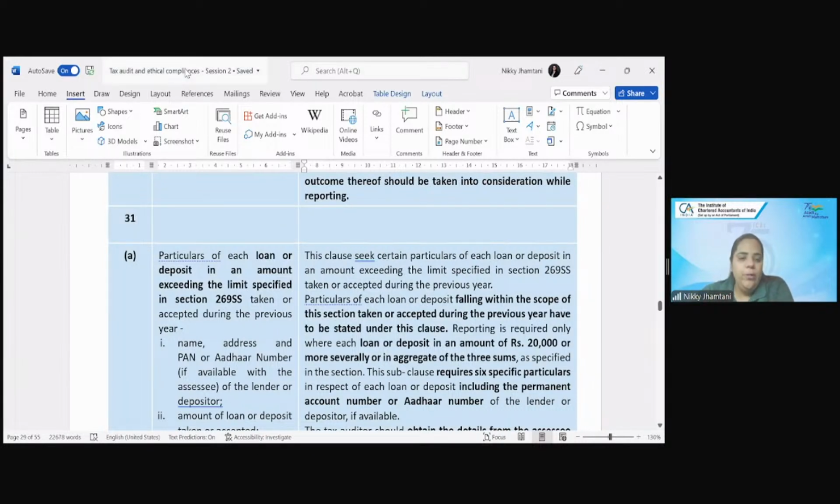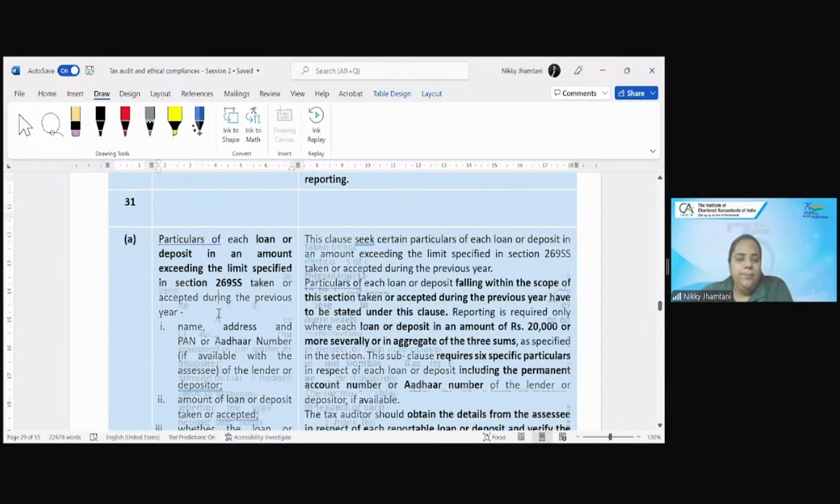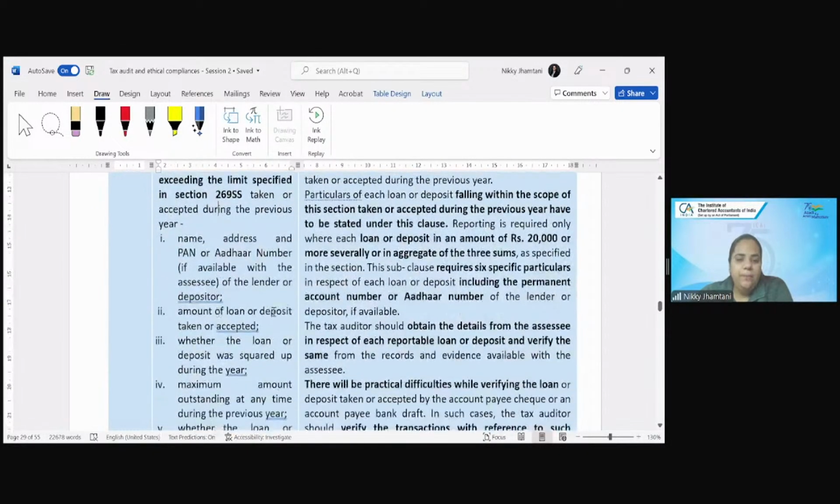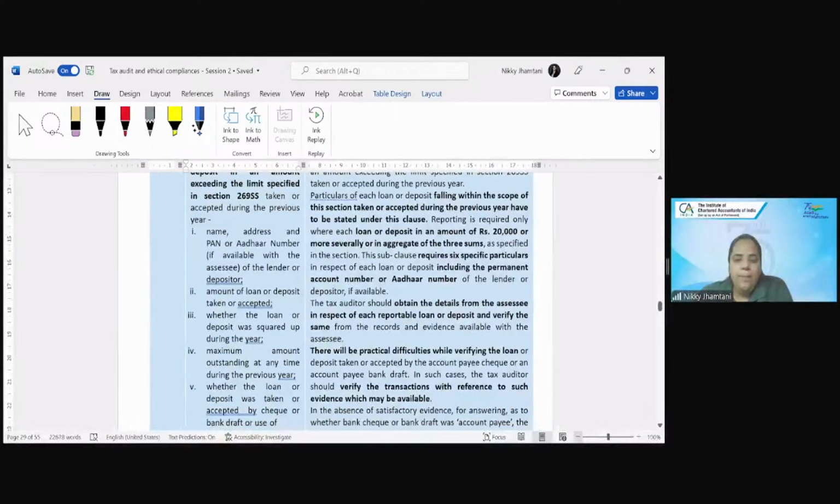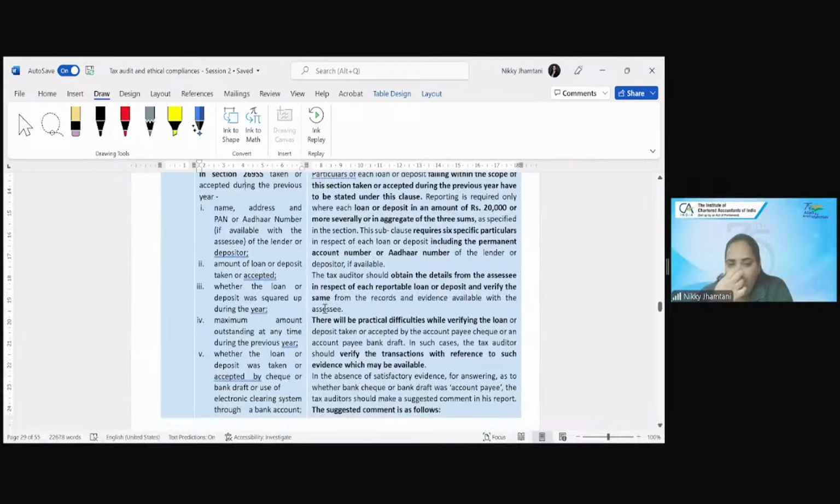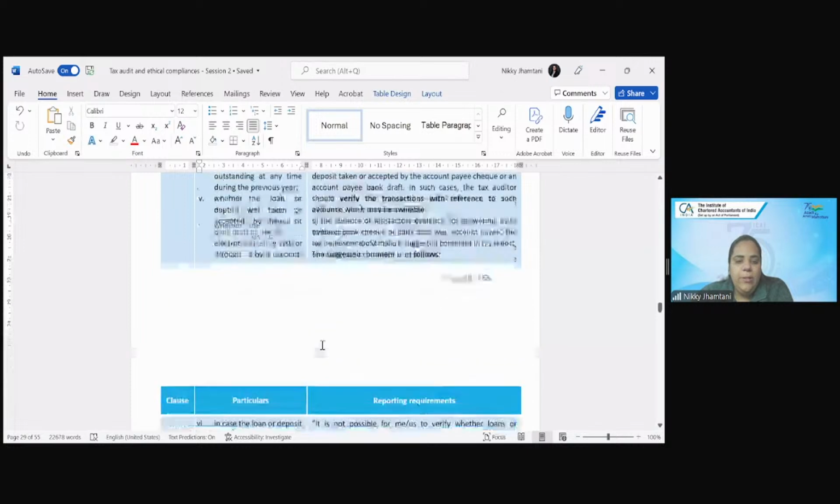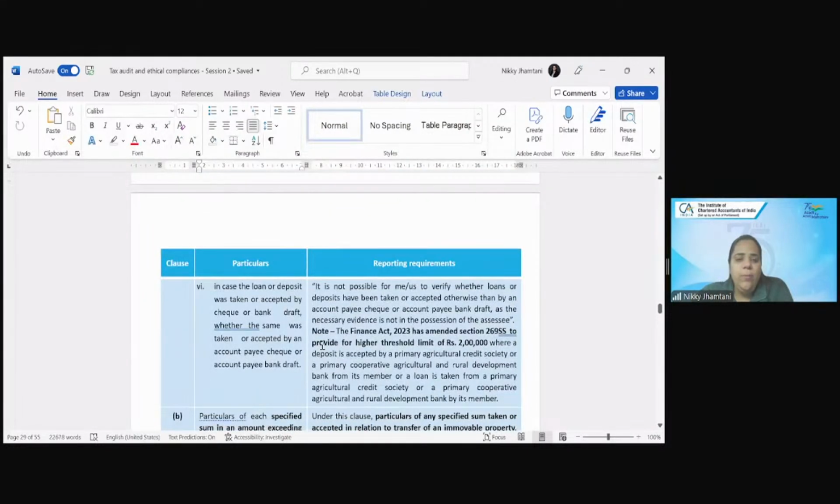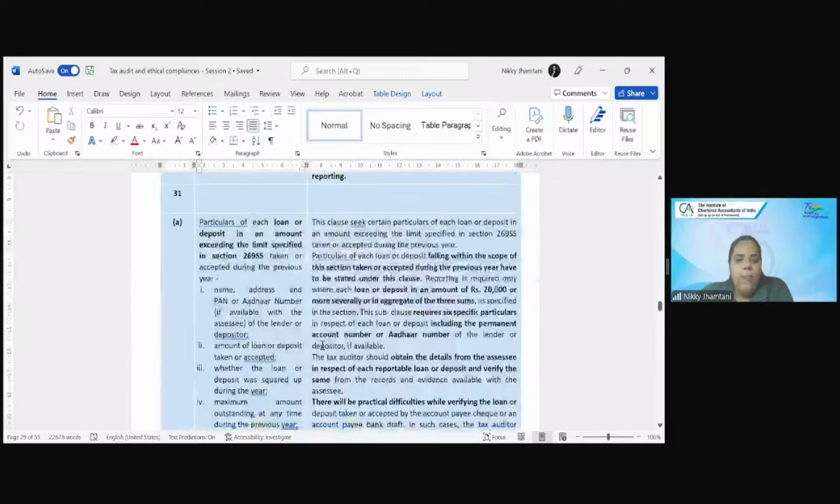So what you have to report is name, address and PAN or Aadhaar if available, amount of loan or deposit taken or accepted, whether the loan or deposit was squared up during the year, maximum amount outstanding at any time during the previous year, whether the loan or deposit was taken or accepted by cheque or bank draft or ECS. In case the loan or deposit was taken or accepted by cheque or bank draft, whether the same was taken or accepted by an account payee cheque or account payee bank draft.